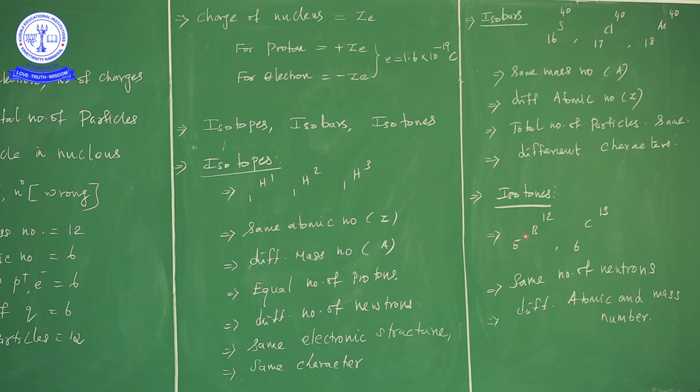இங்கே boron எடுத்துக்கிறீங்க 5, 12. If you want to know how many neutrons are in the nucleus, take the difference of mass number and atomic number. இங்கே 12 இருக்குது, இங்கே 5 இருக்குது. 12 minus 5 is 7. இங்கே carbon க்கு 13 இருக்குது, இங்கே 6 இருக்குது. 13 minus 6 is 7. So இந்த ரெண்டு atom-உம் வேறு. So இதோட electronic structure different, இந்த elements different, but they have the same number of neutrons.